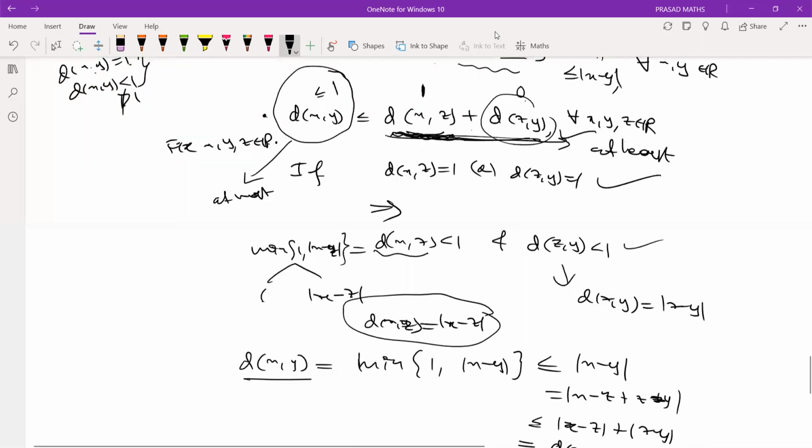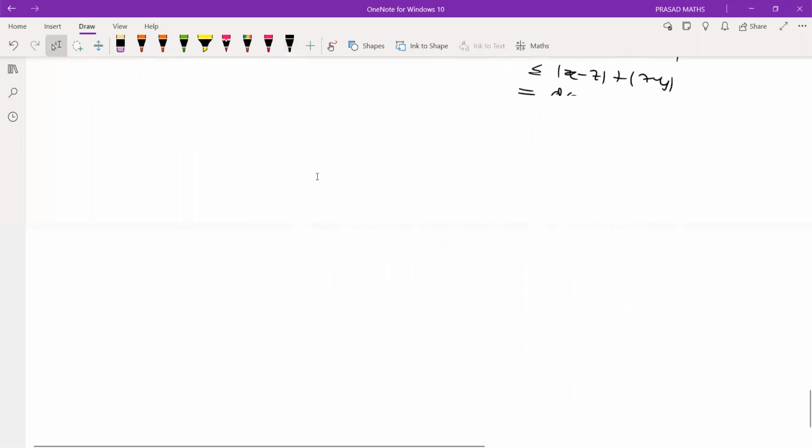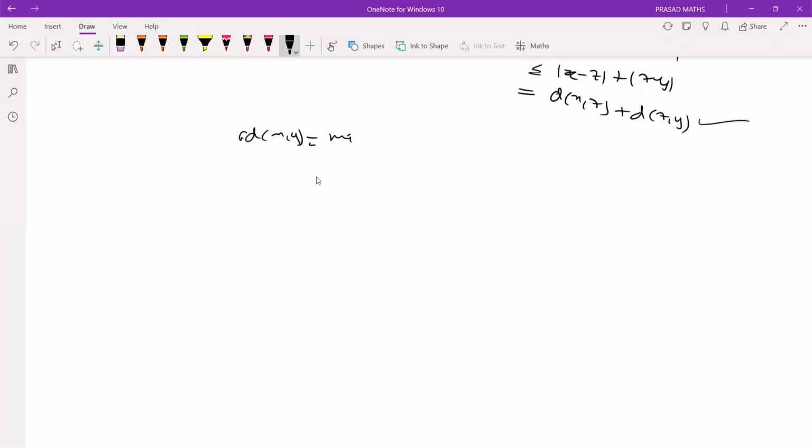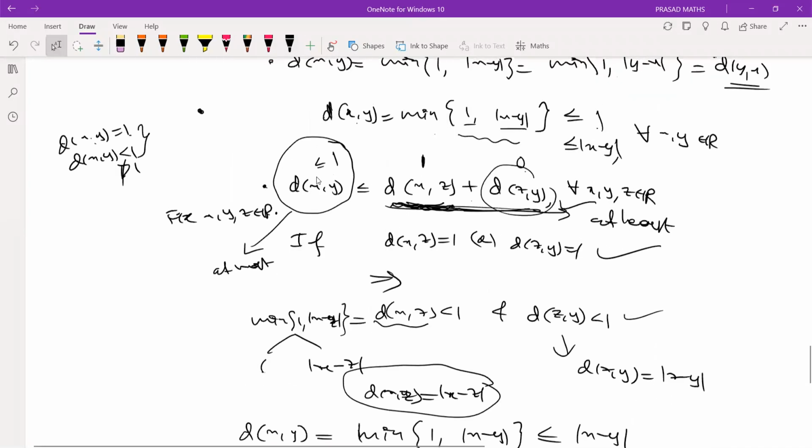So does it mean that one plays any important role? No, right? If you take any k positive real number, this works. The minimum of k comma mod of x minus y, where k is any positive real number, works. So therefore, this is always a metric. Same lines.